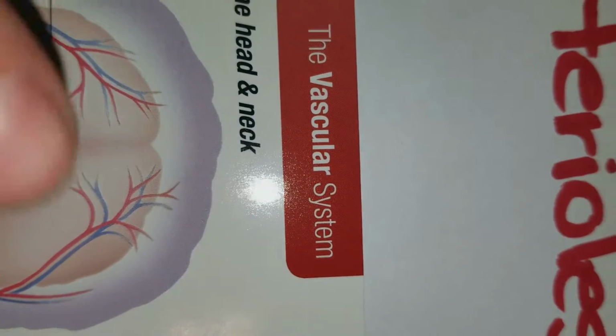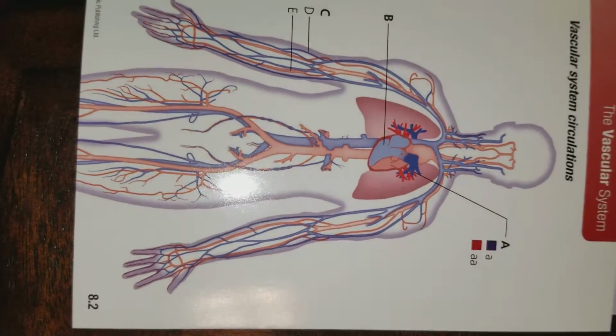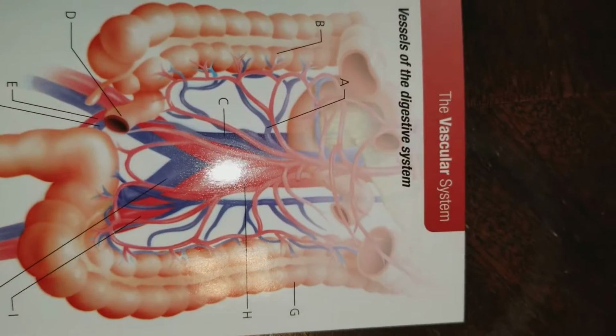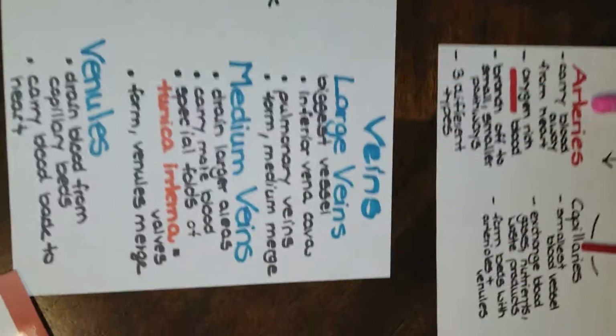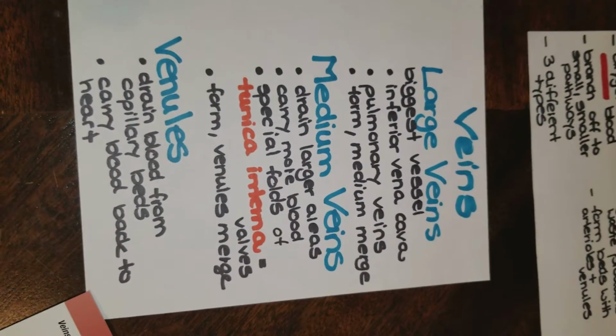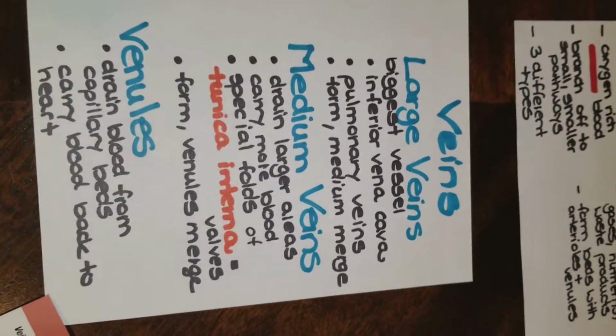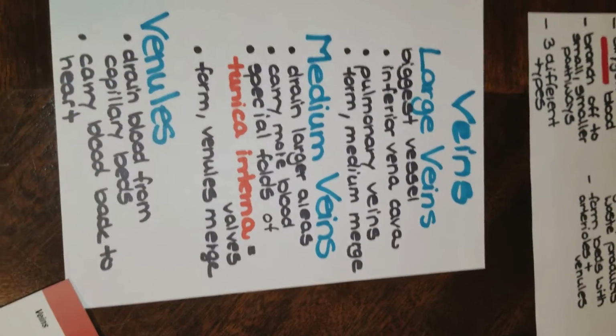You can see here as an example on the brain, or here in the body where it needs to go to. Digestive systems. Those are just some of the cards I have. And then you have the veins. You have the large veins, the medium, and the venules as the smallest. The large veins are the biggest vessels. As an example, you have the inferior vena cava.